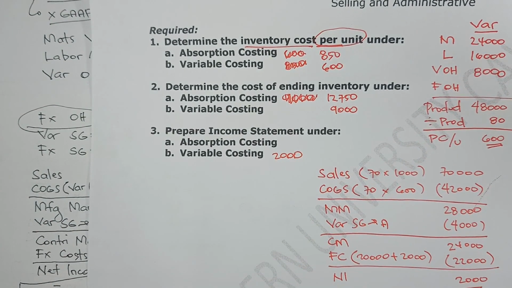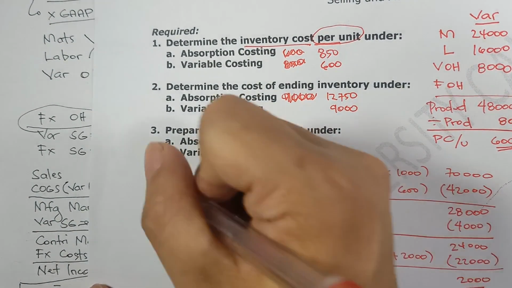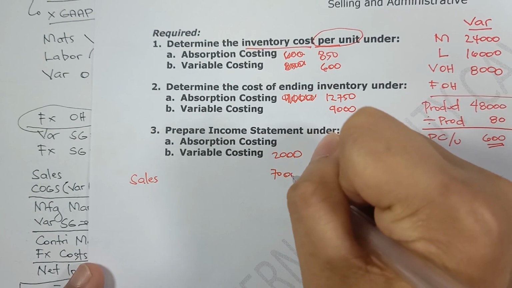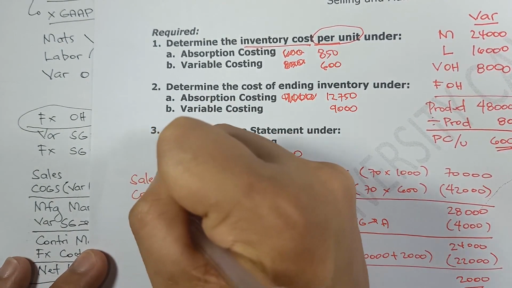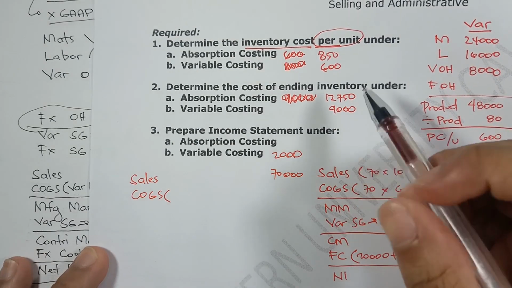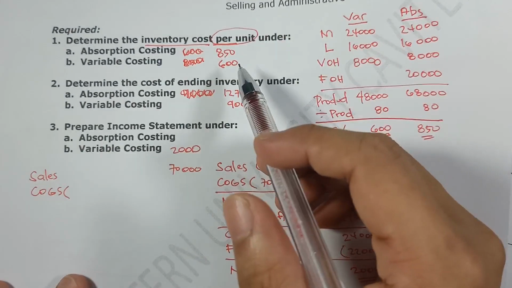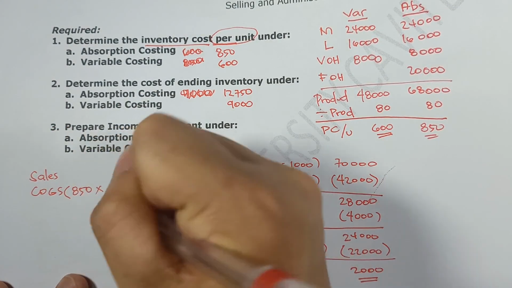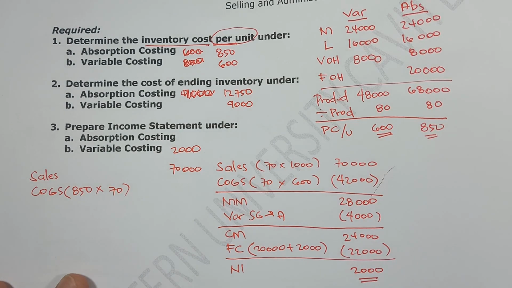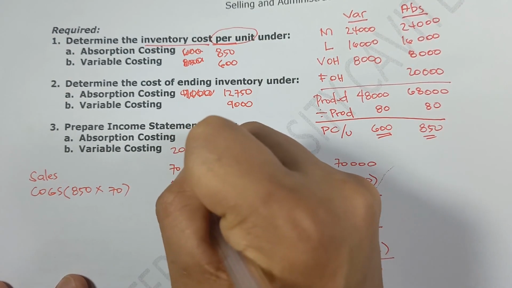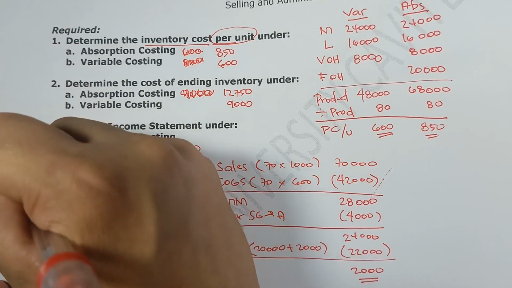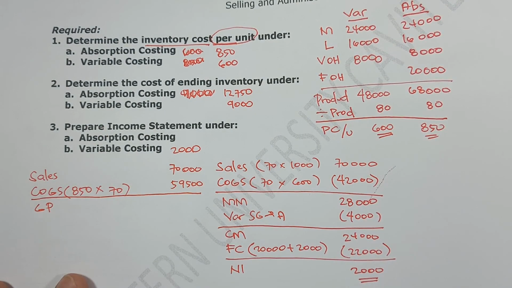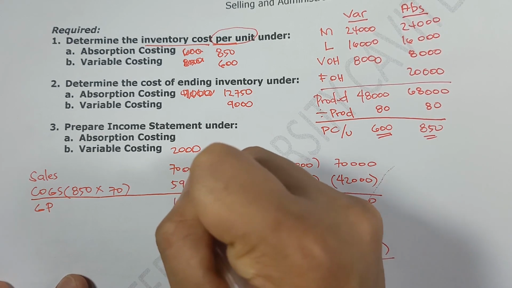Next, let's compute for absorption. Our sales, of course, will not change. It's still 70,000. On the other hand, the cost of goods sold here is different. Why? Because our product cost or inventory cost per unit is equal to 850. So 850 times 70 sold is equal to 59,500. So our gross profit is 70,000 minus 59,500, or 10,500.